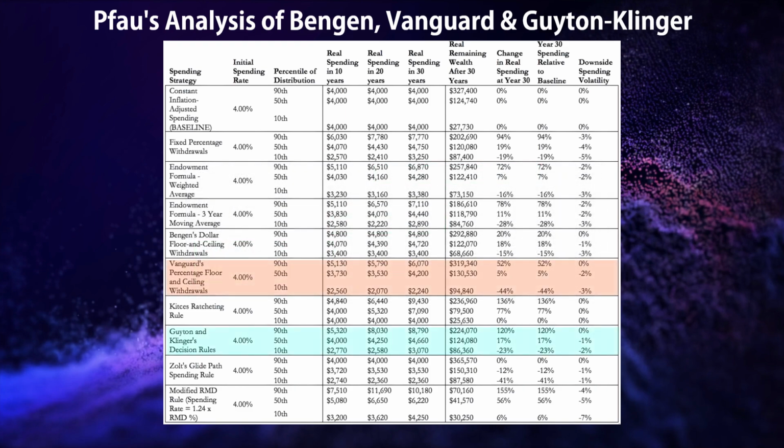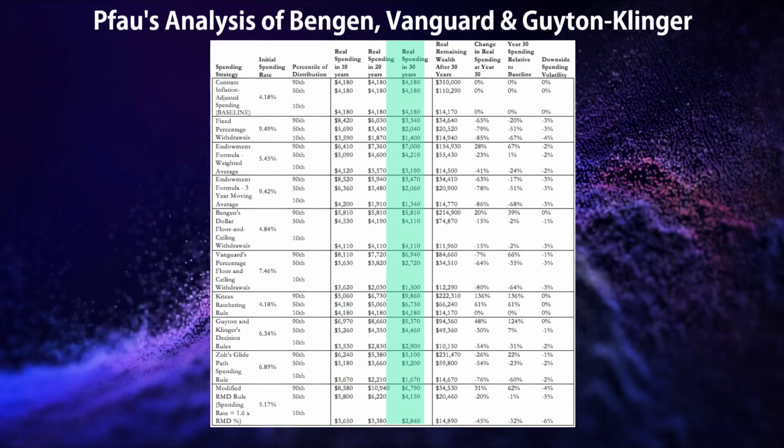Among the 3 strategies he analyzed, Bengen had the highest real spending and year 30 spending relative to baseline, though it also had the lowest remaining wealth. If your goal is to maximize spending, Bengen has an edge. However, if you aim to balance high spending with leaving a legacy, Vanguard leads in remaining wealth after 30 years, albeit with some sacrifice in spending.